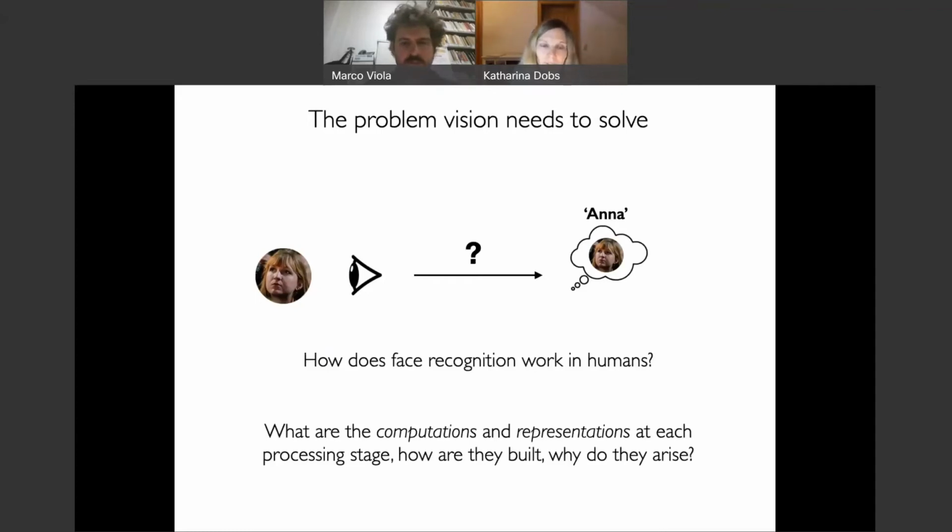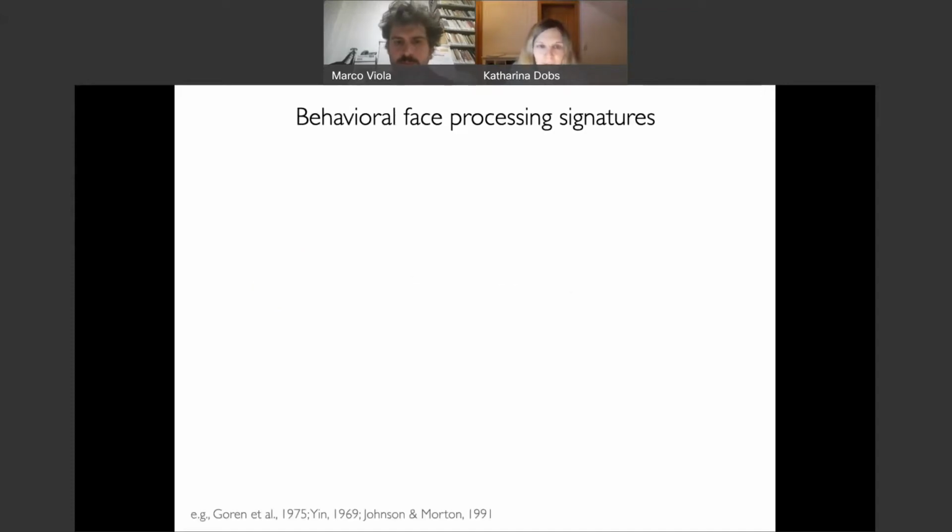And what are the computations and representations at each processing stage? How are they built, and why do they arise? While we don't have an answer to these questions yet, we've actually learned a lot about classic signatures of face processing in the past decades. So I want to present to you a few of the classic findings that we know about face perception.